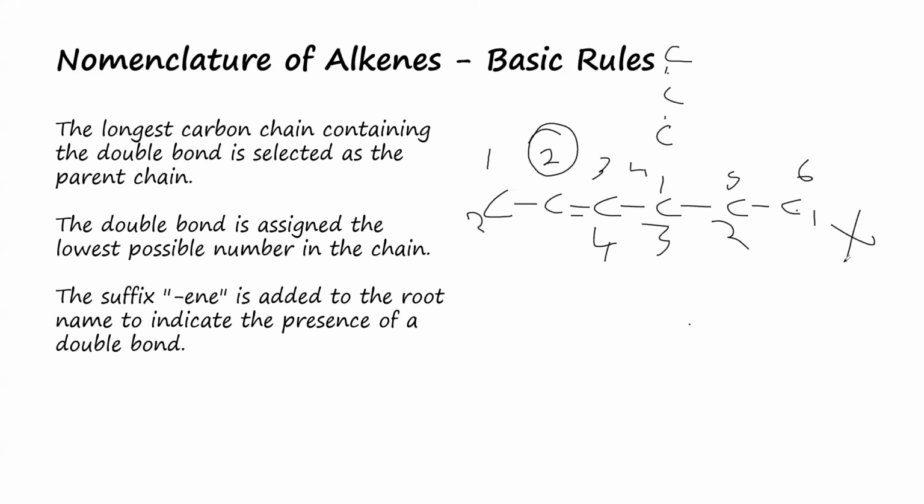And of course, the suffix -ene is added to the root name to indicate the presence of a double bond. So if it is an alkene, it is going to be named as an alkene. For example, this one is 1, 2, 3, 4, 5, 6. So it is 6 carbons, so it is going to be 2-hexene. 2-hexene, meaning that there is a double bond at carbon 2.